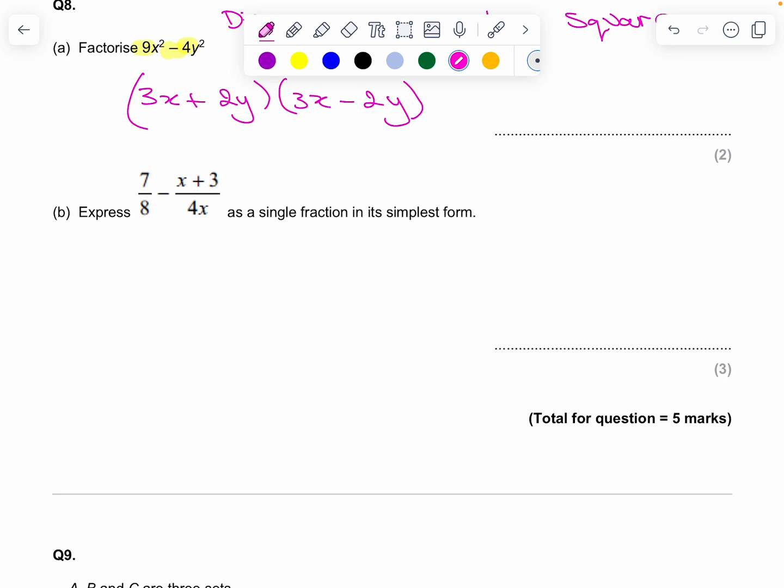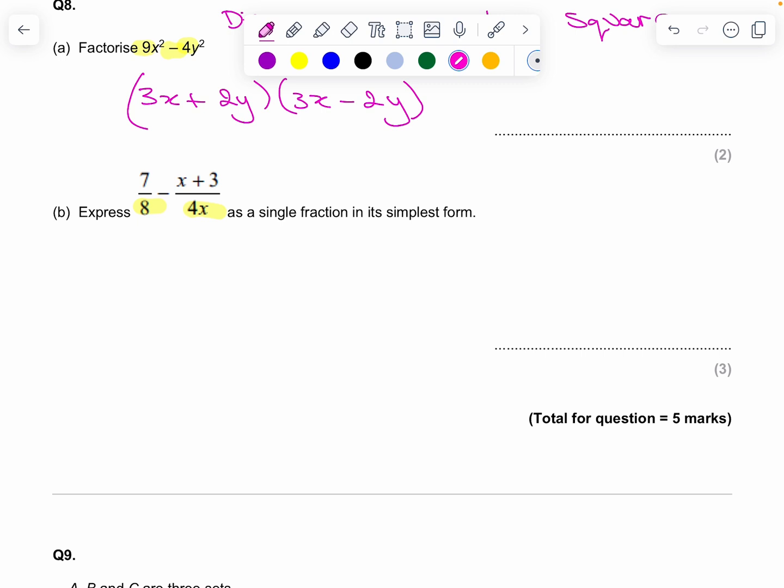Okay. The next one, you want to express 7 over 8 take away 8 plus 3 over 4x as a single fraction. That means I have to make both denominators the same. You could multiply the two denominators and make them both 32x, but it means that at the end you have got to do some cancelling down. You have to do some simplifying. The lowest common multiple that I can make both is I'm going to make them both 8x.